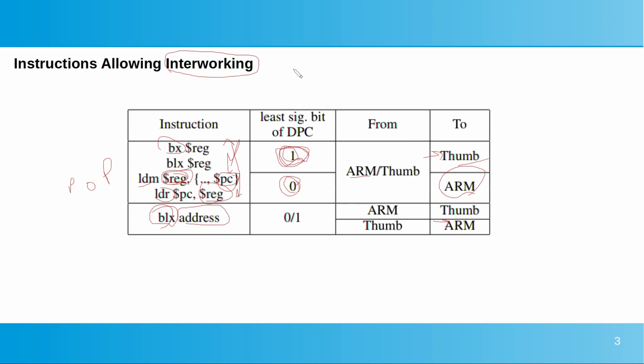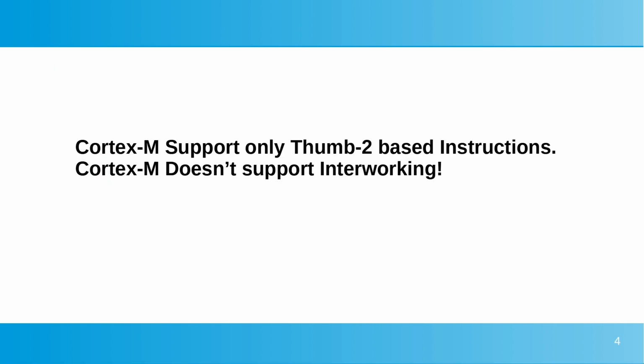Again, I need to highlight the fact that this interworking concept is supported in old ARM architectures like ARM v4T or ARM7 and so on. In current ARM Cortex-M microprocessor families, this interworking concept has no effect because the Cortex-M will always run in thumb 2 encoding style. Hence, there is no need to switch back and forth between ARM and thumb state. So always be careful when we are referring to interworking with ARM Cortex-M.